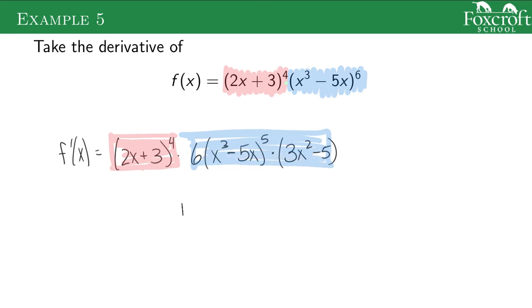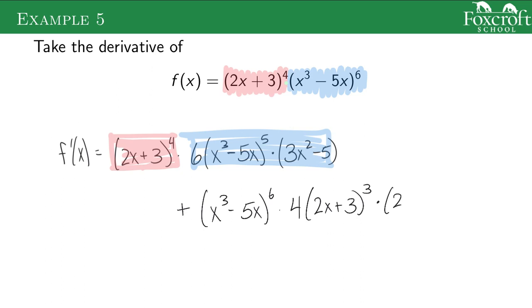And now I'm going to add, I'm going to switch them. Now I'm going to keep the blue function and multiply this by the derivative of the red function. Really similar. Power rule: bring the exponent down and subtract 1. And then multiply by the derivative of the thing on the inside. So again, just to make it clear, this is my original blue function, and all of this is the derivative of my red function.